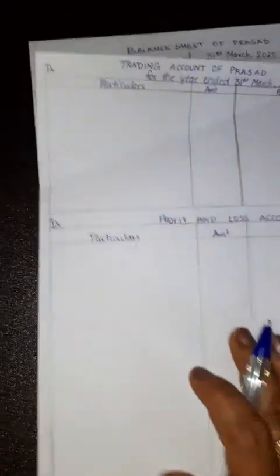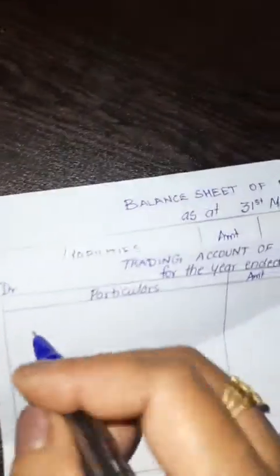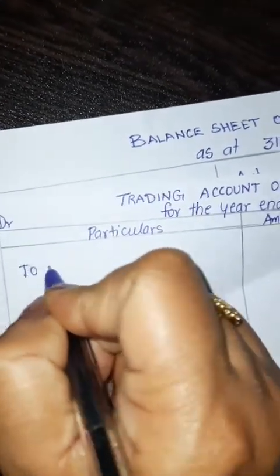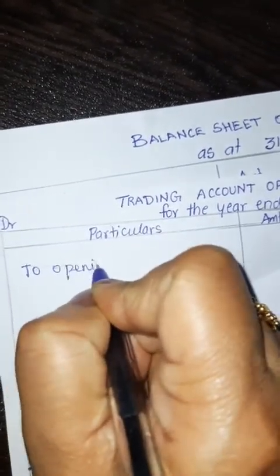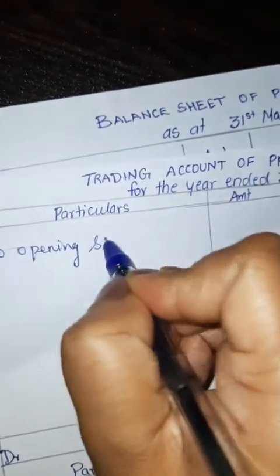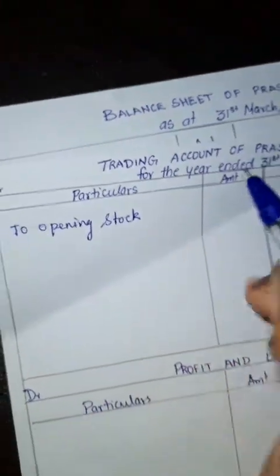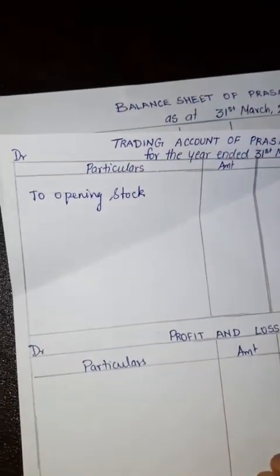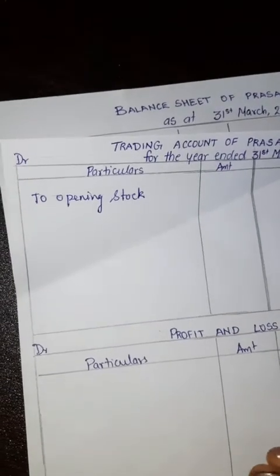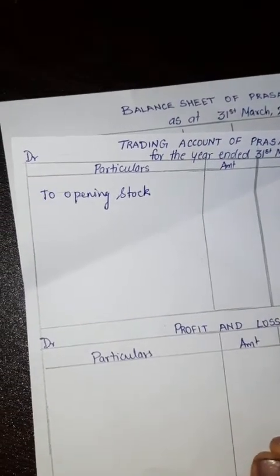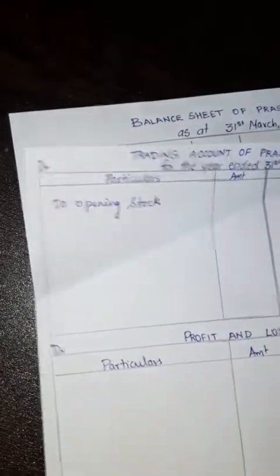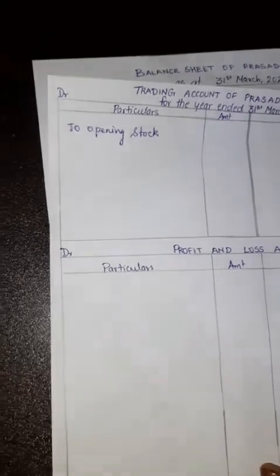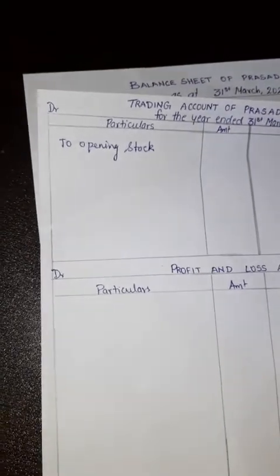Students, so this is our trading account. I have already mentioned that the first item to show in the trading account should be opening stock. Okay, we will write the amount when we come to that particular item in the trial balance. At that time we will write the amount also, but for the time being just write down that this is the first item in the trading account. Now you have to look into your textbook.